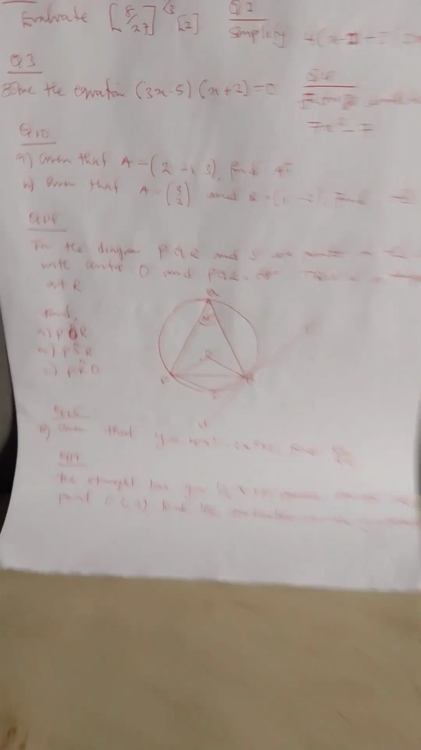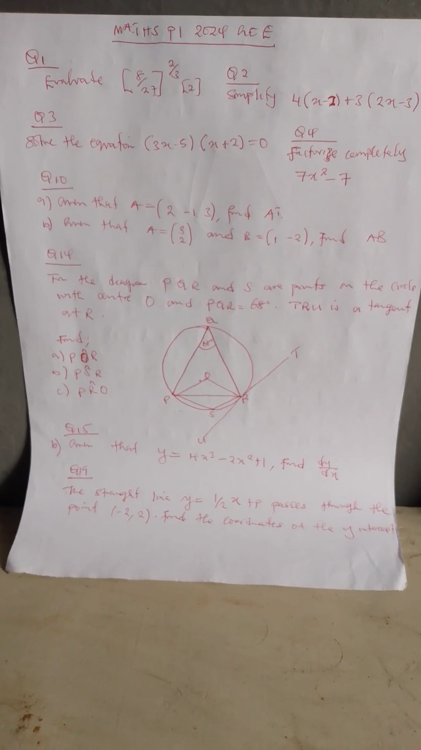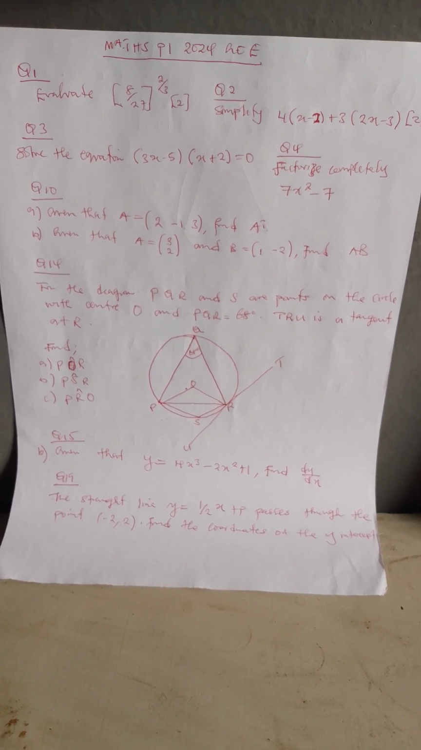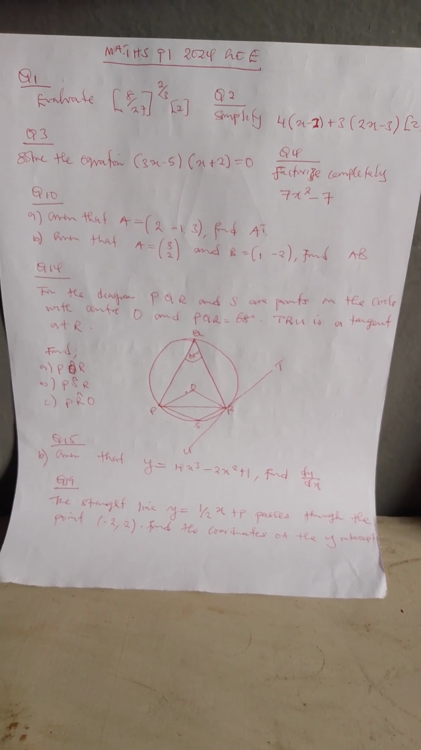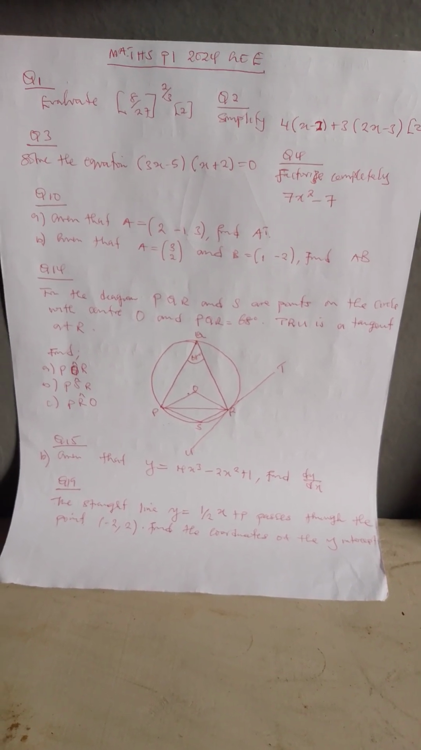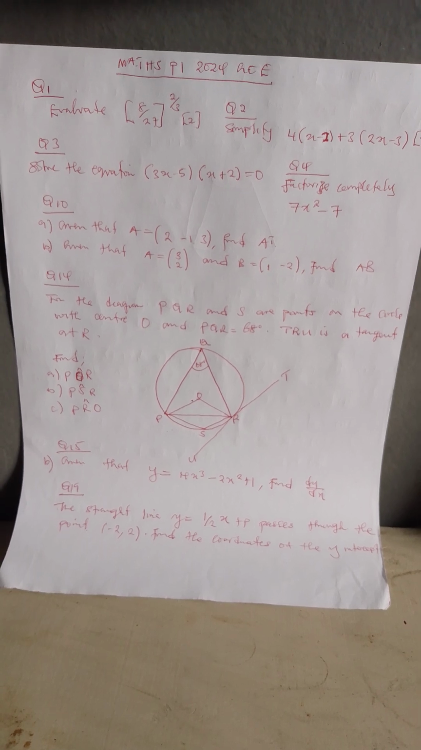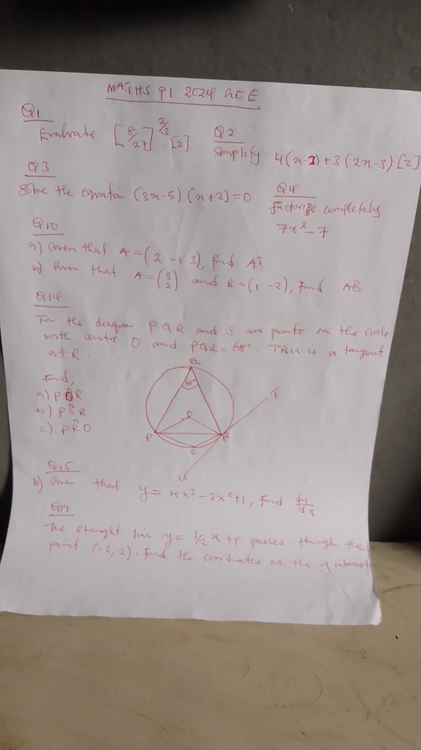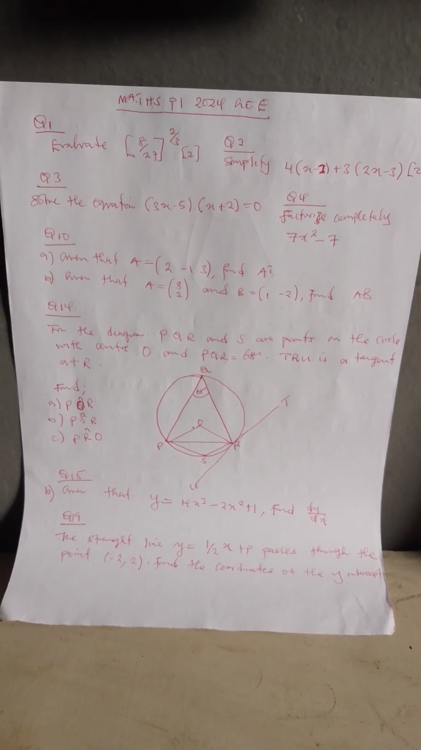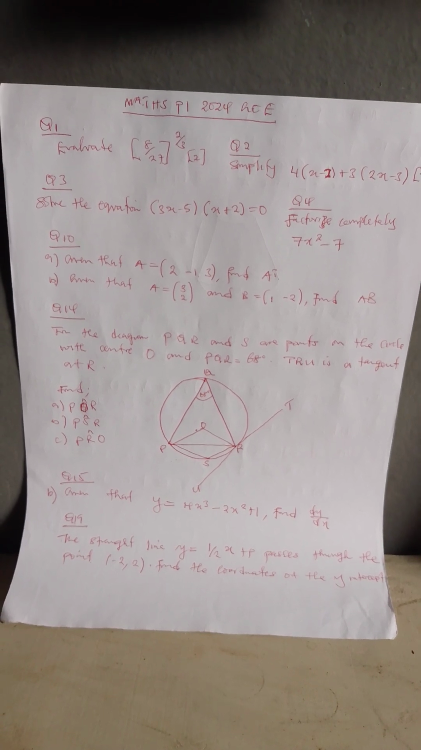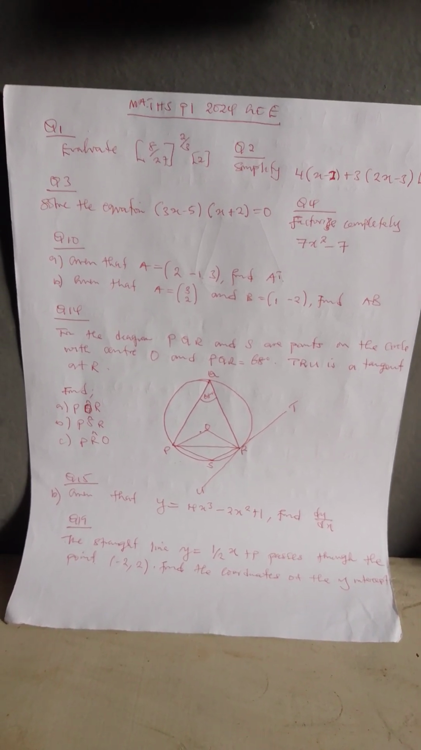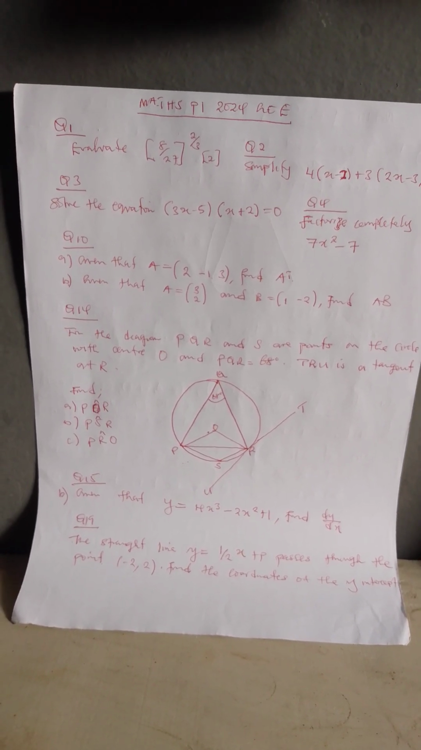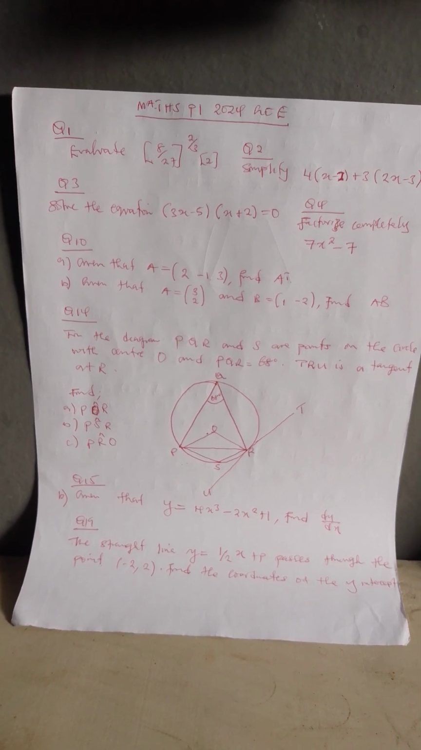Question 14 reads, in the diagram, P, Q, R and S are points on the circle with center O, and the angle PQR equals 68 degrees. TRU is a tangent at R. Remember, ladies and gentlemen, a tangent is simply a straight line that touches a circle at one point. In this particular question, that point is R. That's where it is touching.